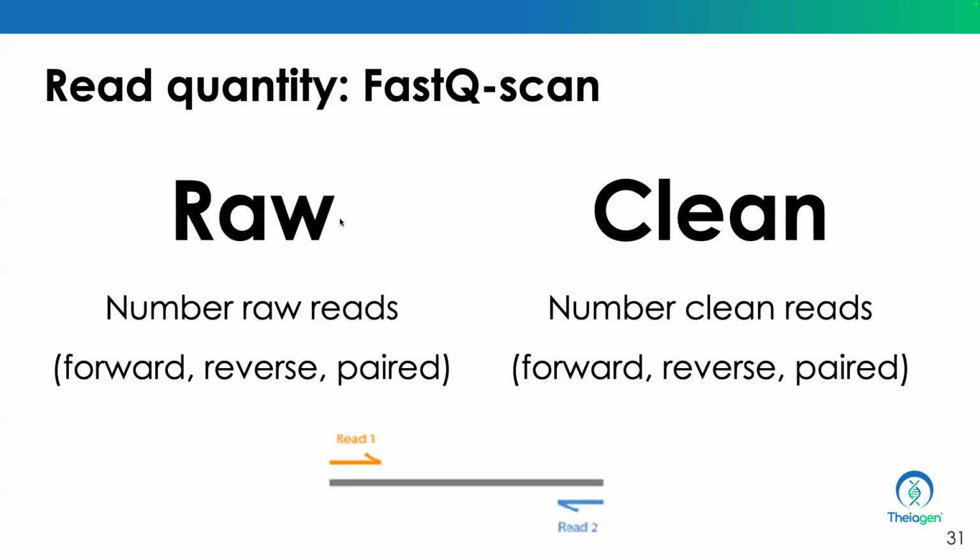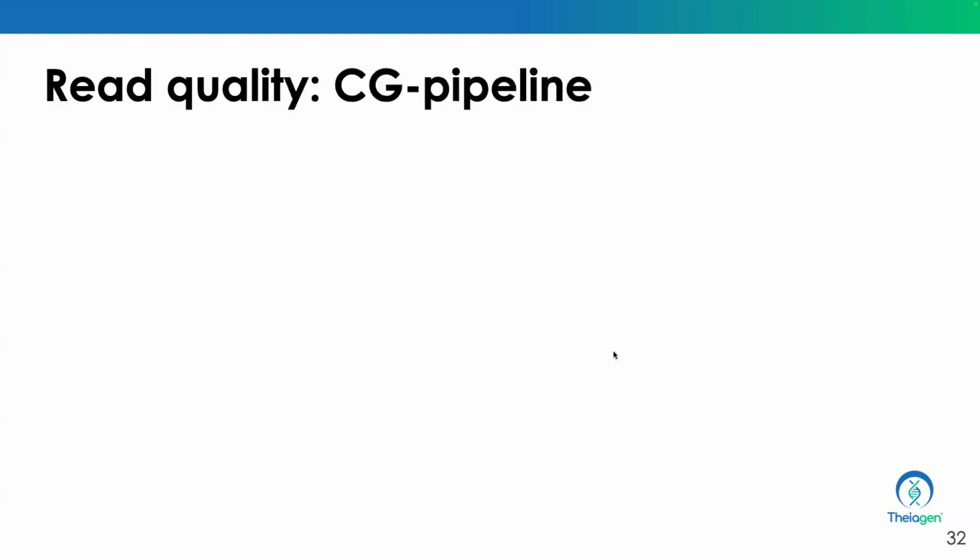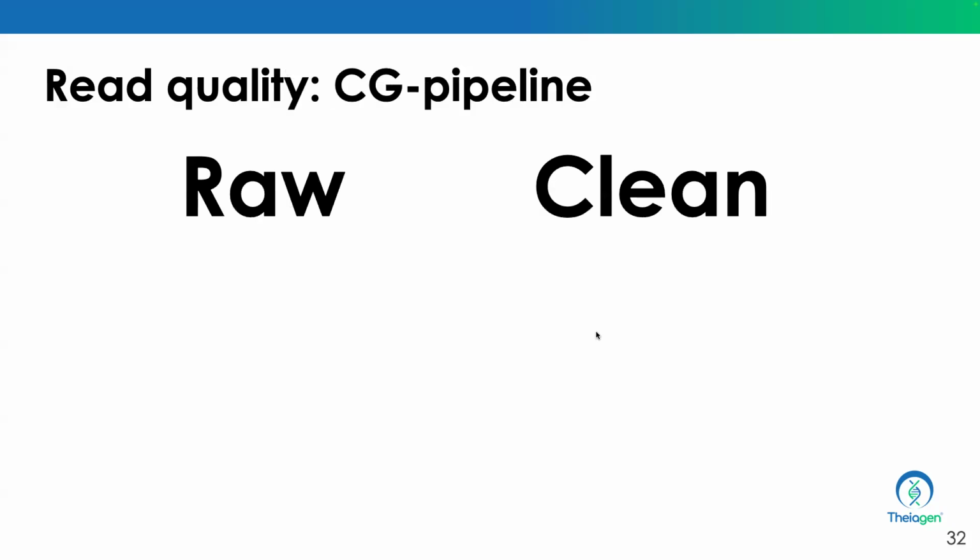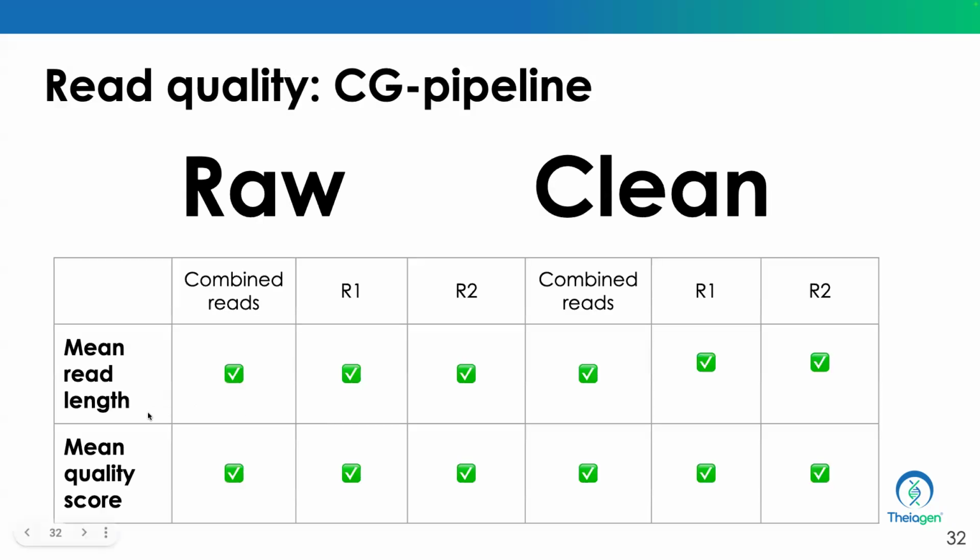Again, you remember we have raw reads as well as clean reads. We look at the number of raw reads, both forward and reverse, and also combined, and the same for the clean reads, forward, reverse, as well as combined. And what the pipeline does is also look at the mean read length for your forward, reverse, as well as the combined reads for both the raw as well as the clean reads. So we are looking at the read length as well as the mean quality score. Remember, this is after you have gone through the last read screening step.